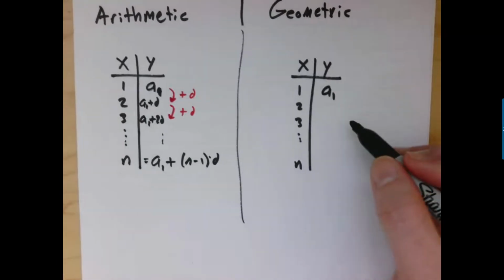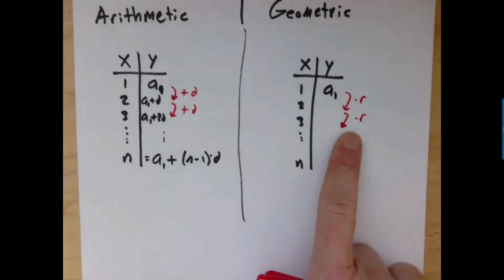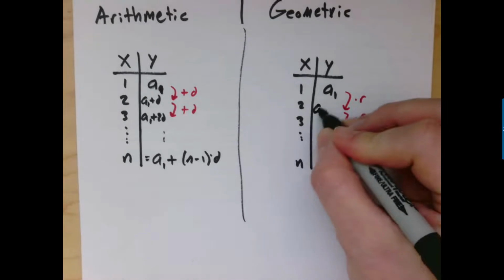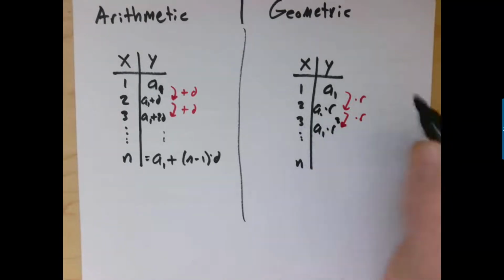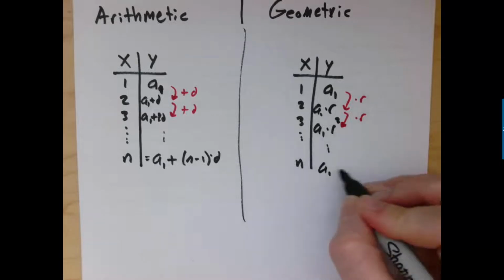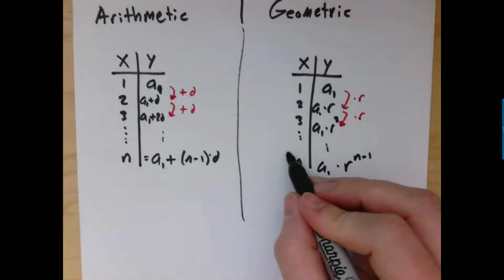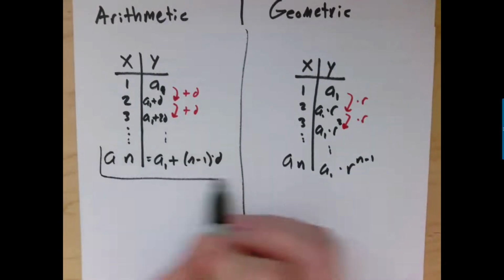If you want, you can pause and try and do the same thing here. Here I'm going to use a growth rate of r, r meaning rate. And we've got a1 times r, and then this is a1 times r squared. And in general, we have a1 times r to the n minus 1. And both of these are equations for the nth term, a subscript n.